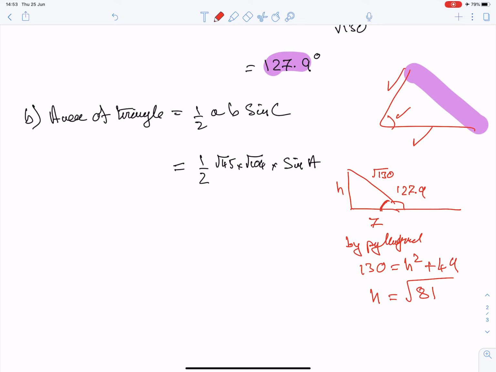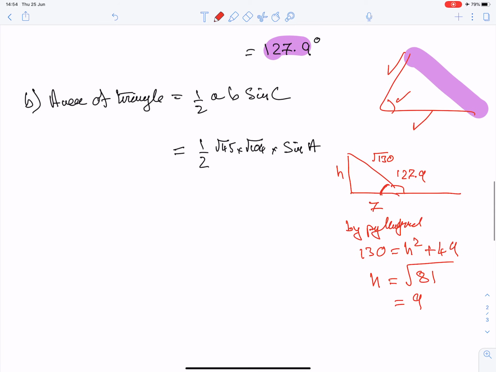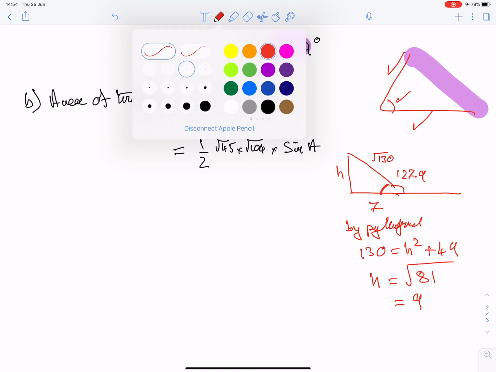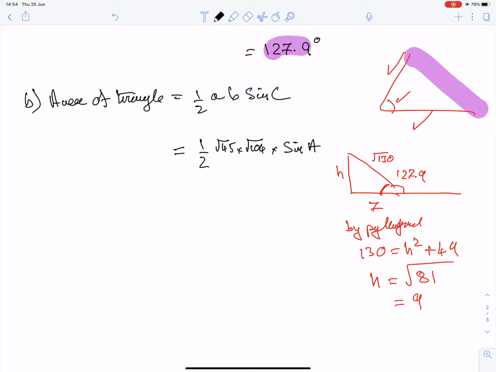I think I've got that right. So that is 9. It worked out more nicely than we could have hoped, really. And we can now work out the exact value over here. So we can put sine of A in. So you get half root 45 times root 104, times sine of A, which is 9 over root 130.